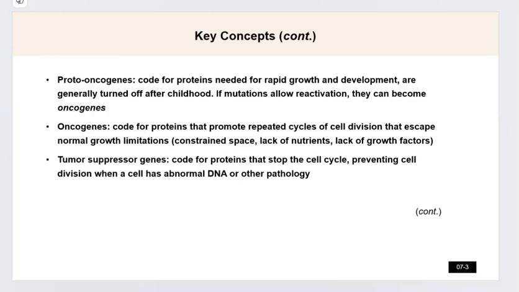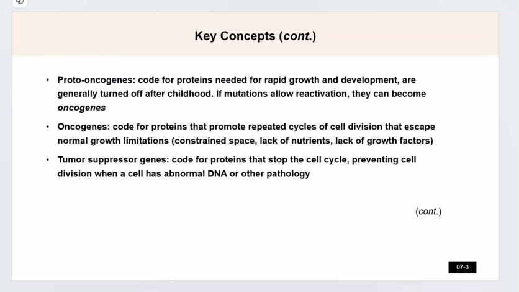But then they should turn off. But if a mutation comes about that allows them to be reactivated, then they come back, and we call them oncogenes. And those allow repeated cycles of cell division, and then they don't follow the normal rules. They don't have limitations like constrained space, lack of nutrients, or lack of growth factors. They don't have the normal shutoff valve.